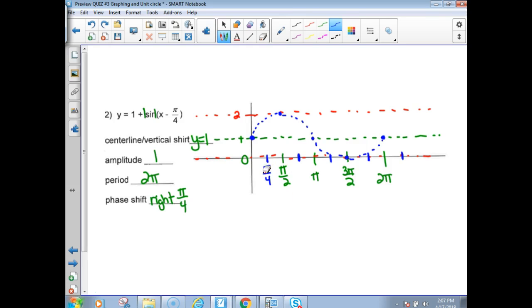So I've got 1 pi over 4. Everything's marked off in pi over 4s now. 1 pi over 4, 2 pi over 4, 3 pi over 4, 4 pi over 4 is pi, 5 pi over 4, 6 pi over 4 is 3 pi over 2, 7 pi over 4, 8 pi over 4 would be 2 pi. And 9 pi over 4 would be my last point.